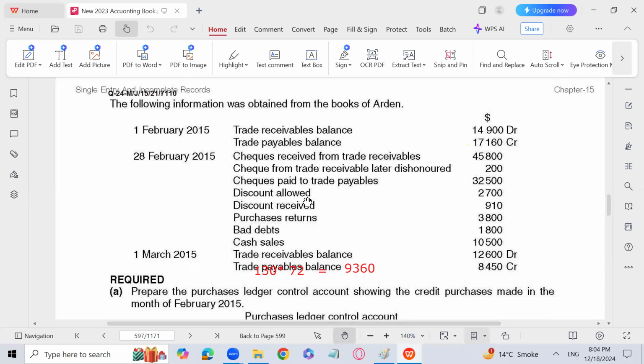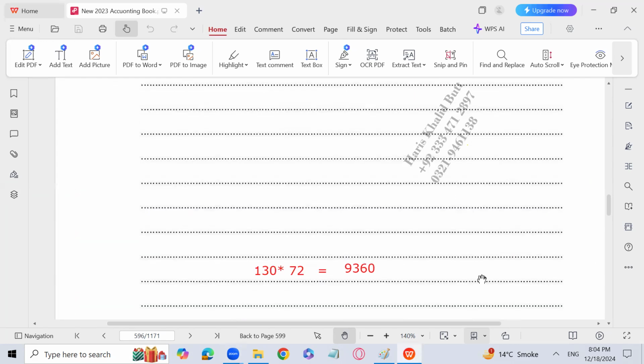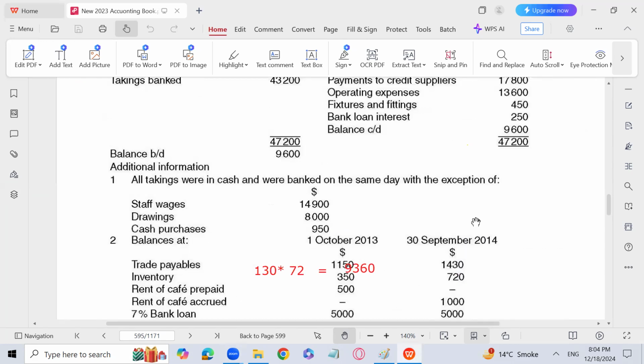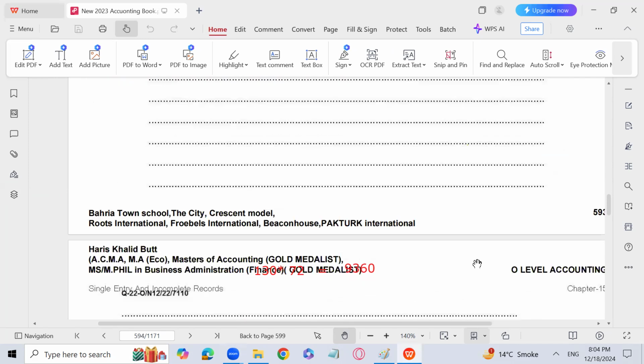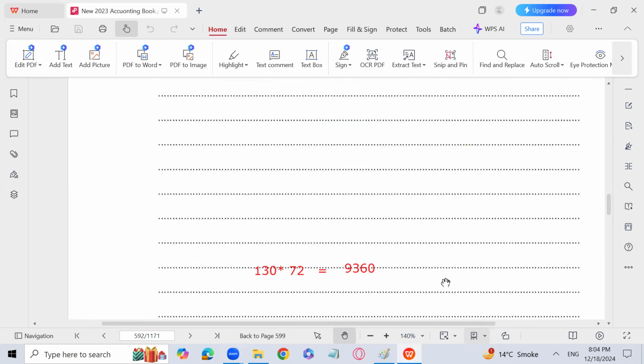Discount allowed will be recorded under the heading of expenses. Discount received will be added in gross profit, and bad debts is also written under the heading of expenses because accounting is based upon the dual aspect concept. Every transaction has two aspects, one on the debit side and one on the credit side. So I've already given it as homework to you. So hopefully you are done with that.